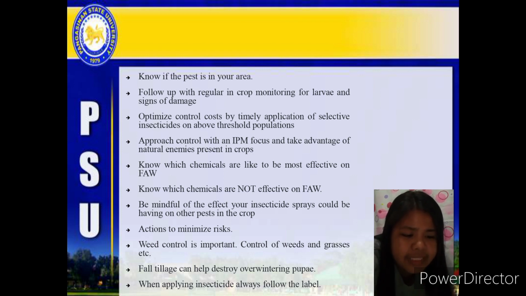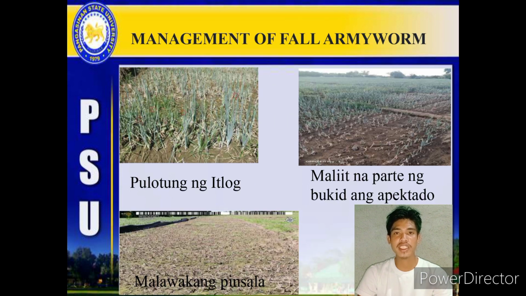Actions to minimize risks. Weed control is important. Control of weeds and grasses, etc. Fall tillage can help destroy overwintering pupae. When applying insecticide, always follow the label. The next one is the management of fall armyworm.